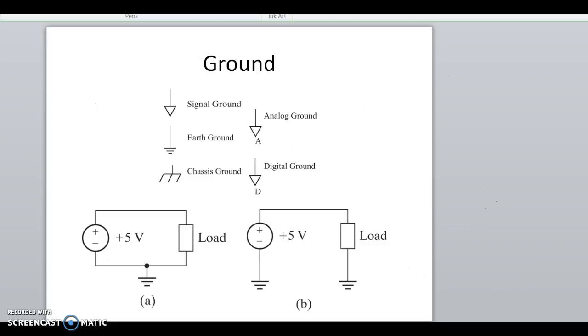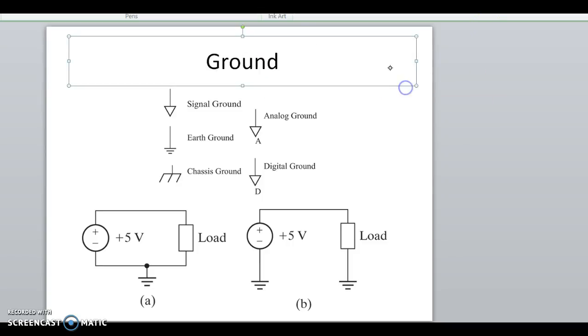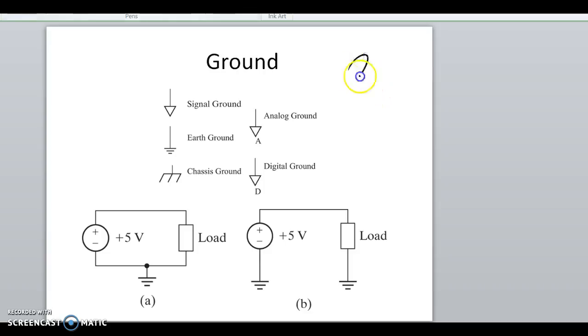Then we have ground. Ground is just what we use as our zero reference point. This is used a lot when you're looking at voltage because, again, if you remember, voltage has to be across something, so it's a comparison. So a lot of times we'll ground it.